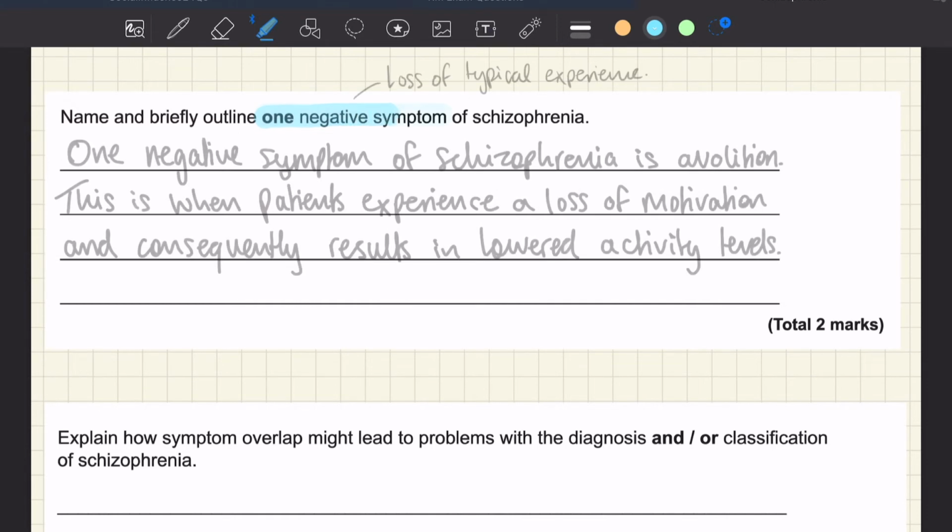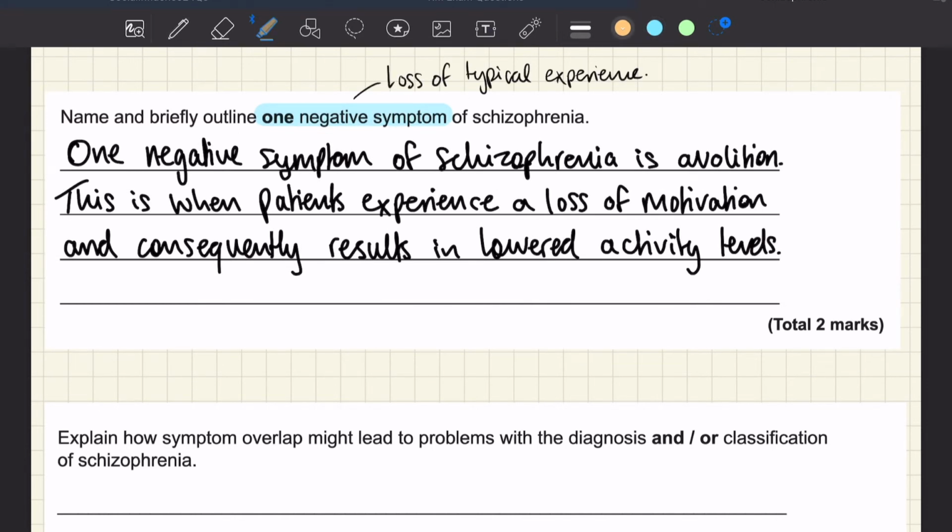Here's my answer. Now, obviously, you could have used any other negative symptom like speech poverty, which would also have been fine. Whichever symptom you choose is irrelevant. You just have to make sure that you're capturing what that symptom is clearly and concisely.